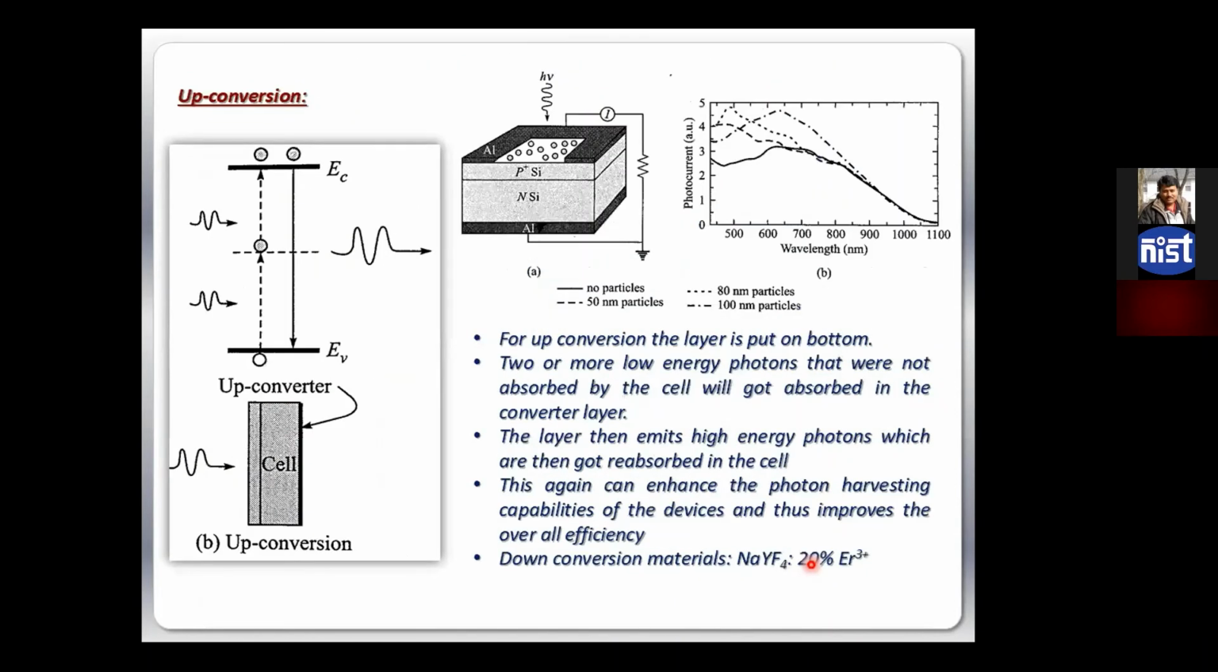Right? Similarly, for up conversion, what we do is put an up converting material on the bottom of the cell, and the photons which have lower energy than the band gap will pass through the cell, a transmission loss, and now they will be absorbed by the up converting material. Small photons, and when that up converting material emits, it will combine them and make a larger, higher energy photon, and that will be absorbed by the cell. So this is known as the up conversion material. One such material is NaYF4 with 20% Er3+.